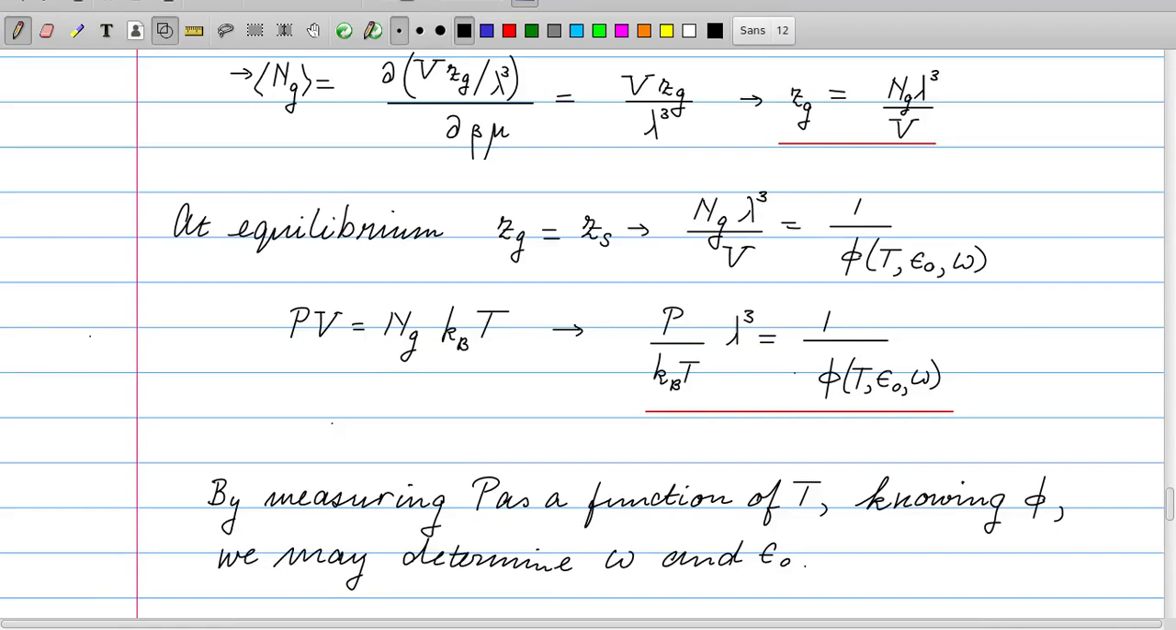So we see that if we would measure P as a function of T, and suppose that we know the form of phi, so how it depends on T, epsilon 0 and omega, then a measurement of P versus T could give us information about the curvature of the parabola the particles are moving in when they are in the solid, and epsilon 0, which is the depth of the well the particles are in when they are in the solid.